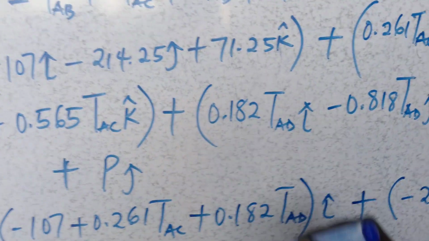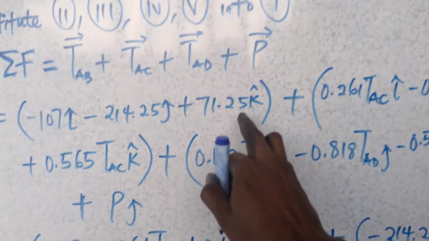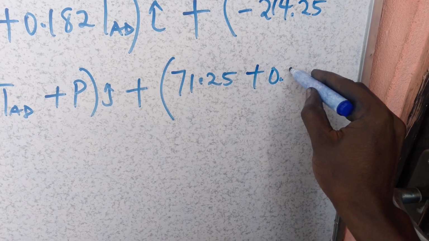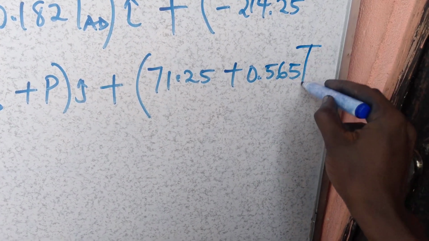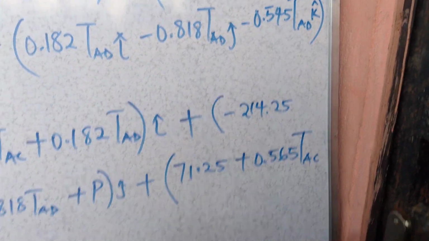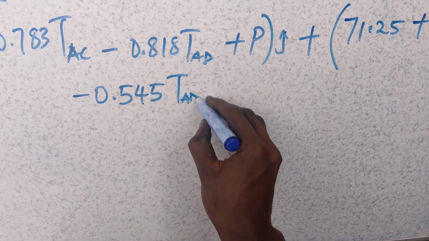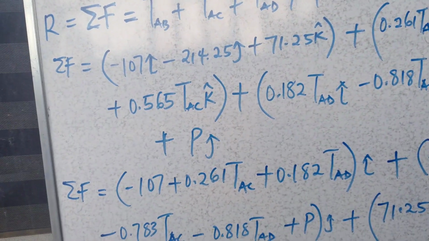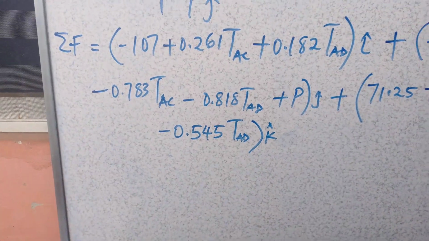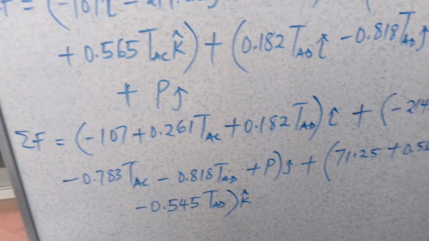Then take the K coordinates. This is 71.25, which is K. Take the next K, which is this one, plus 0.565 TAC. And take the next K coordinate, which is this, minus 0.545 TAD. Okay, this is coordinate K. So these are the coordinates I, J, and K.